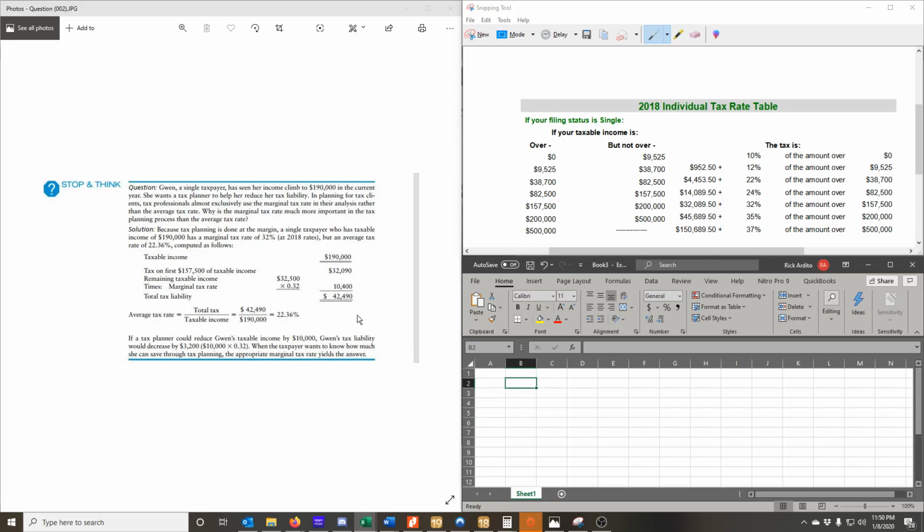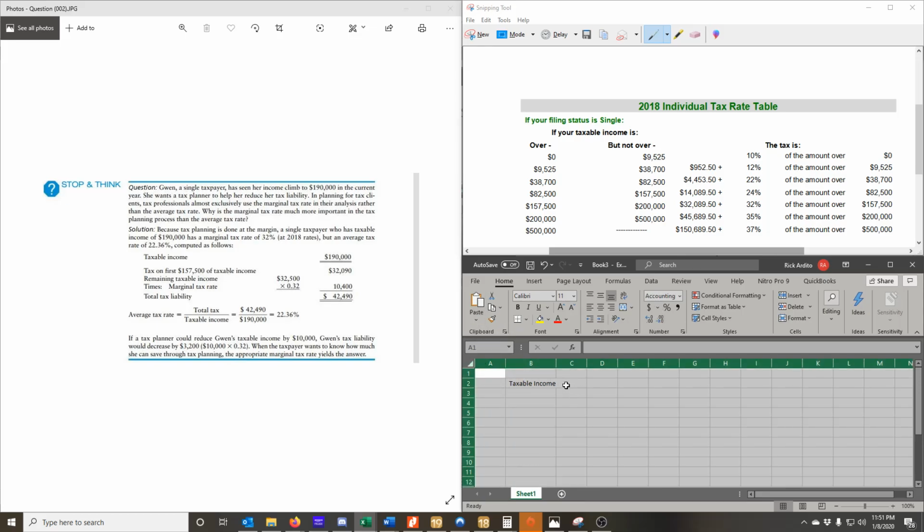So, this is their calculation, but the student asked me, how did they get to these numbers? And the answer is we have to reference a tax table. These tax tables are in your book. I just pulled this one from the internet, but it will be the same as a 2018 individual rate tax table in your book. So let's look at it. We have taxable income of $190,000. Let's do this real quick.